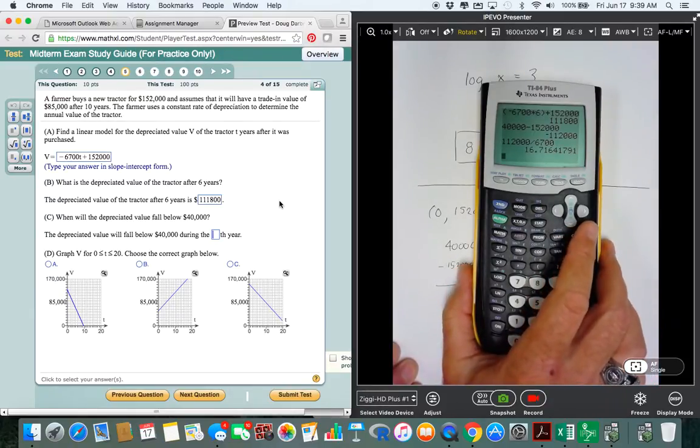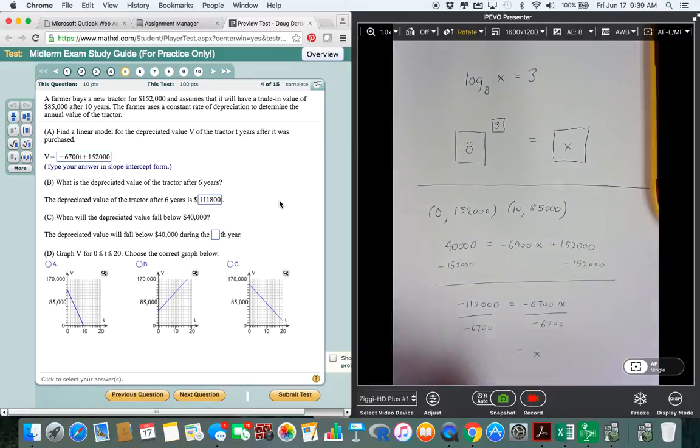So it's going to be in the 16th year. But it doesn't happen in the 16th year. I'm sorry, it doesn't happen at the 16th year. It happens, well, okay, wait a minute, during, okay, so that would be the 16th, yeah. So it happens during the 16th year.